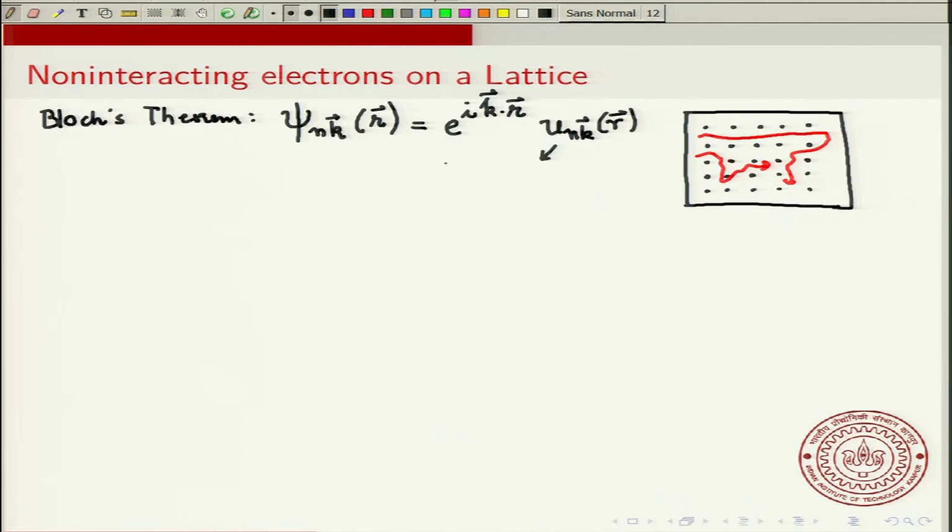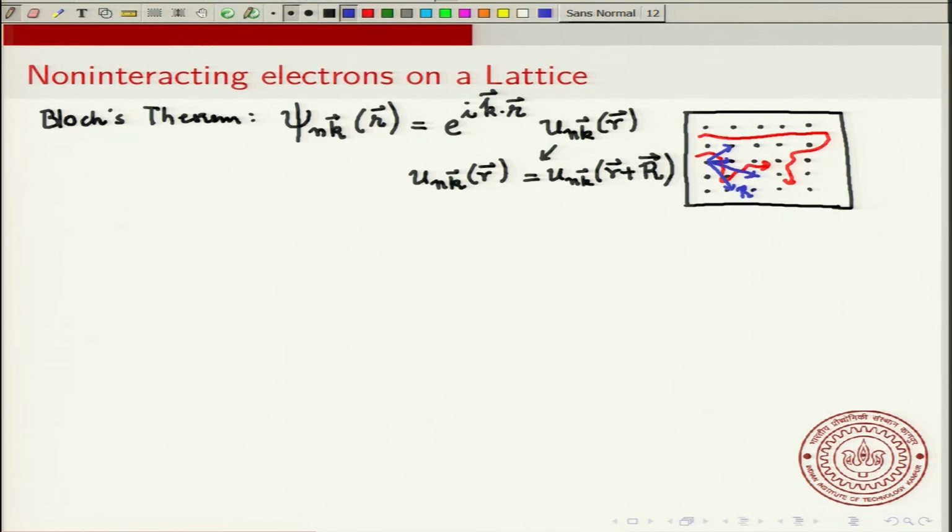What Bloch's theorem also says is that you can write the wave function of these electrons moving in a lattice by this, where u n k of r is equal to u n k of r plus R, where R is some vector belonging to the Bravais lattice. So, this is a lattice translation vector. R could be any of these vectors; any of these could be R.